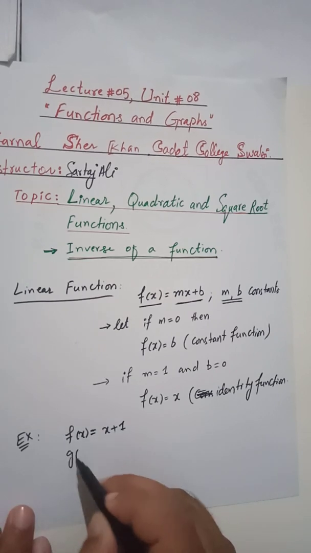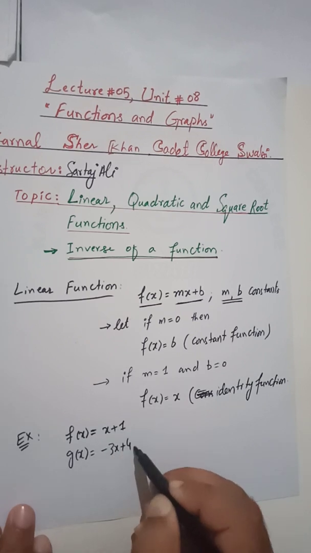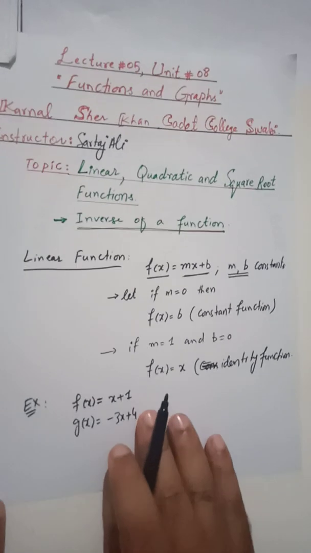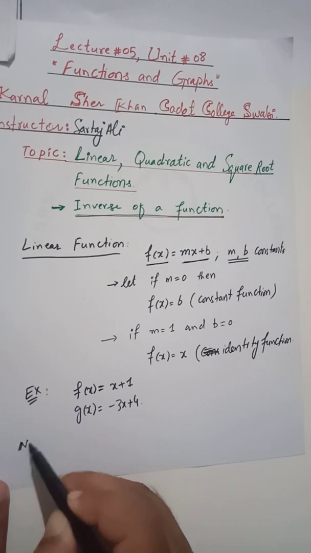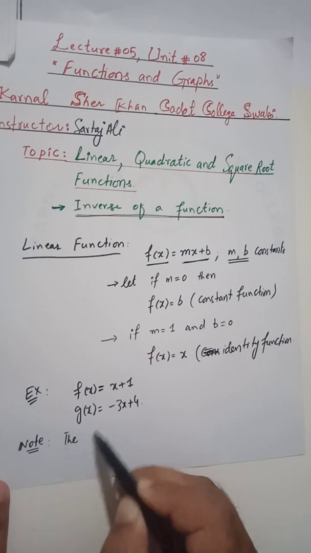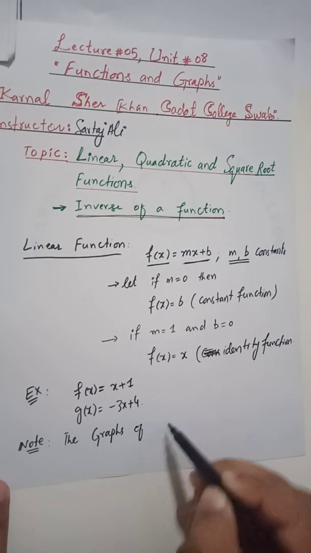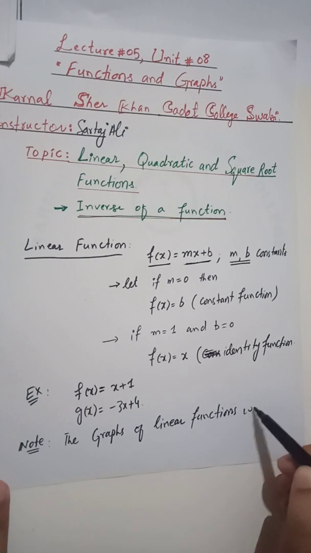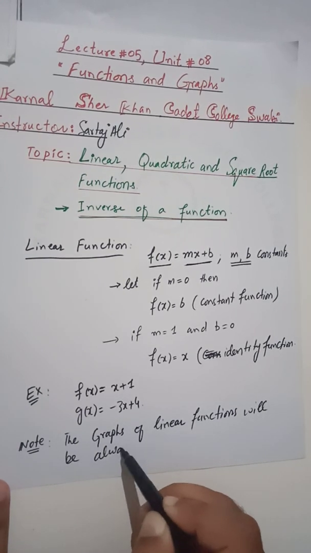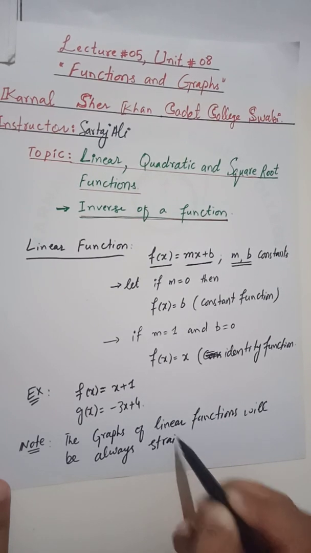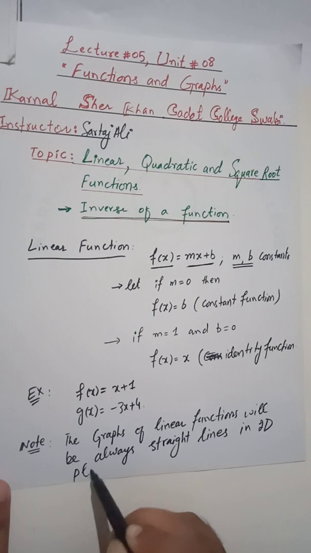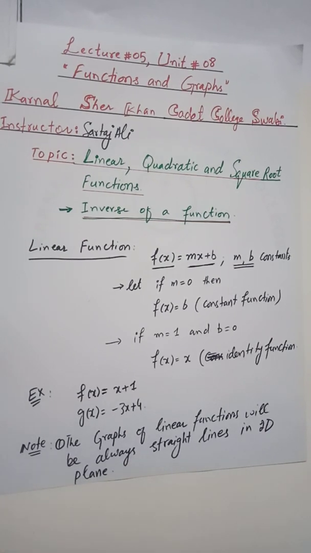If I consider another example, g of x is equal to minus 3x plus 4. This is also a linear function. Remember that the graph of the linear function will always be a straight line in two-dimensional plane. So this is an important point you need to keep in mind. Note: graphs of linear functions will always be straight lines in two-dimensional plane. This is point number 1 to be noted.